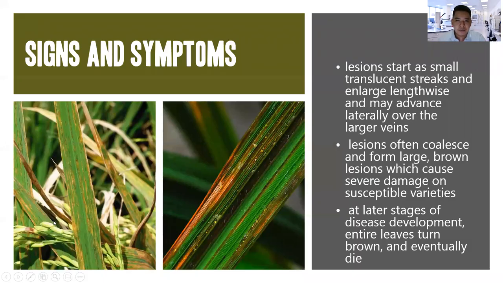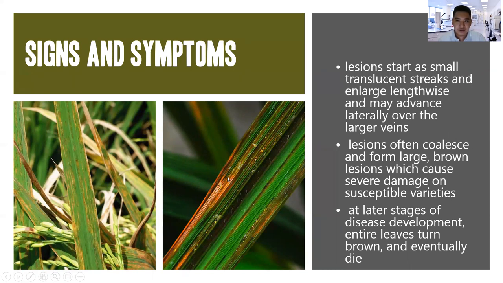So the signs and symptoms po, lesion starts as small translucent streaks and enlarge lengthwise and may advance laterally over the larger veins. So mapapansin nyo po dito, ito po yung translucent streak. So it is the symptoms po na binibigay po ng ating bacterial leaf streak dun sa ating leaf ng ating rice. So later on po, itong lesions na po ito ay magkokowali. So magform po siya ng ganito, magsasama-sama po sila.